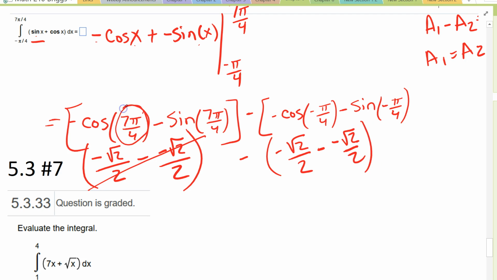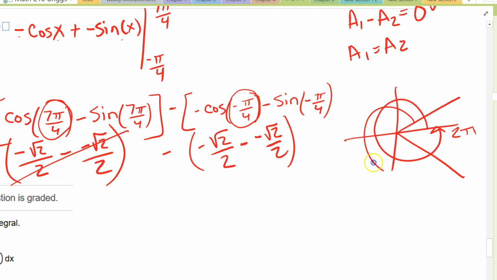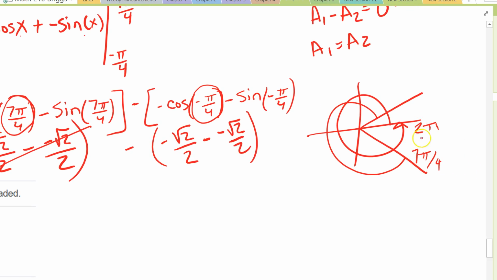7 pi over 4 is the same as minus pi over 4. If you remember, this would be 2 pi. So if I go all the way around to 7 pi over 4, that's pi over 4 short of 2 pi, which would also be the exact same thing as minus pi over 4.